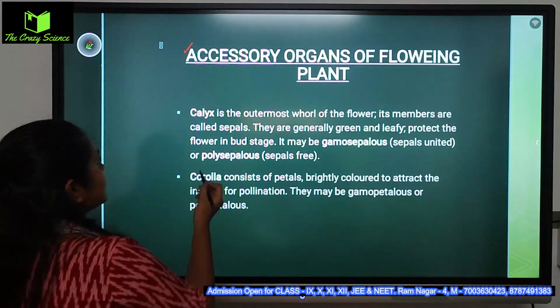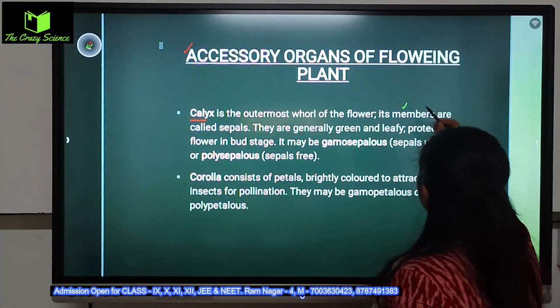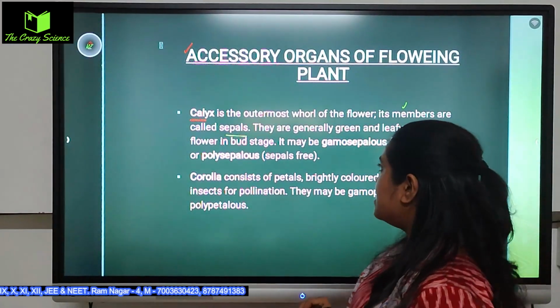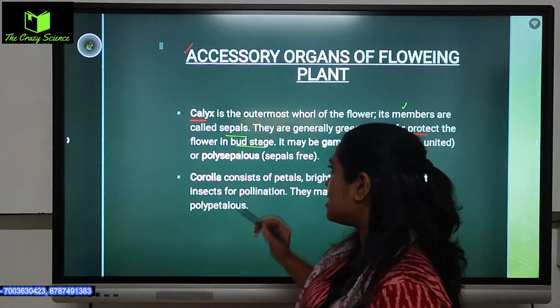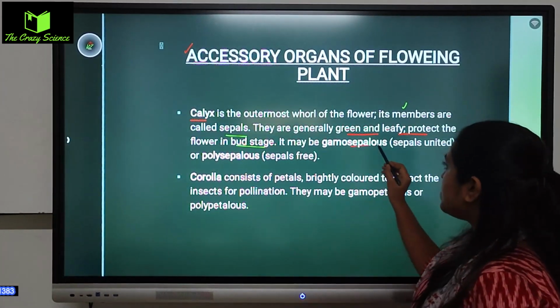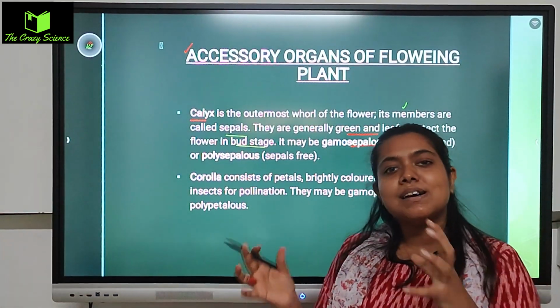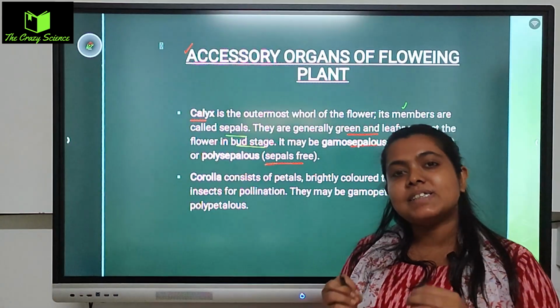So the accessory organs of the flowering plants are the sub parts of the flower. The calyx is the outermost whorl of the flower, and its members are called the sepals. Another name of the calyx is the sepals. They are generally green, leafy, and protect the flower in the bud stage. It may be gamosepalous or polysepalous. Gamo means where the sepals are united. Another is polysepalous where the sepals are free.